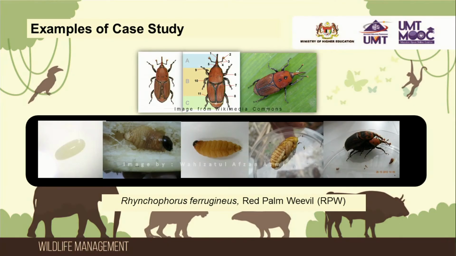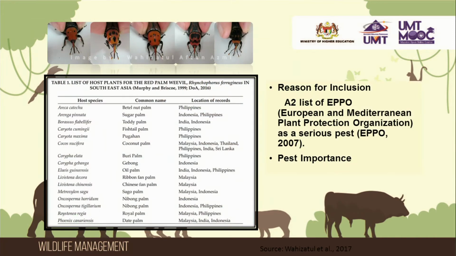The red palm weevil, or RPW, Rhynchophorus ferrugineus, is an economically important pest of palms in many parts of the world, and has been listed as a serious pest by the European and Mediterranean Plant Protection Organization. This weevil is a concealed tissue borer that attacks more than 26 palm species worldwide belonging to 16 genera, including coconuts, oil palm, and sago palm.